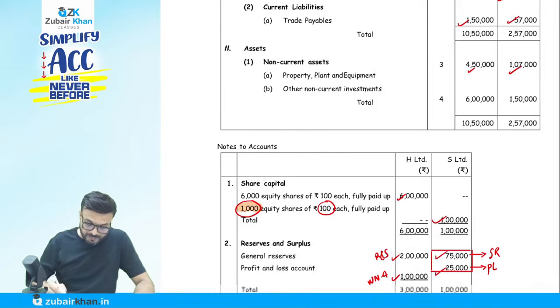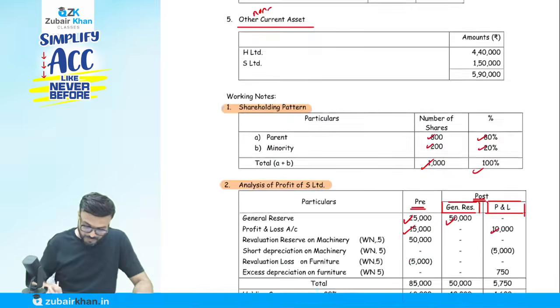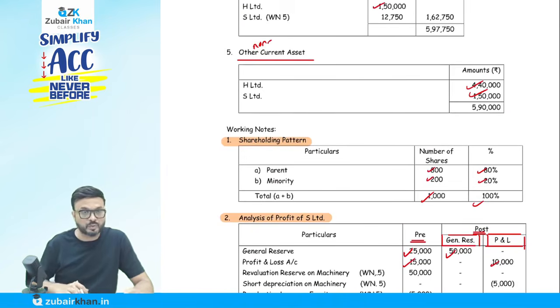Now here is the other non-current investment. Okay, that is 6 lakh and 1 lakh 50. Notes to account number this. So this is not an investment in subsidiary company. So it will come 4 lakh 40 and 1 lakh 50. This is notes to account on it.